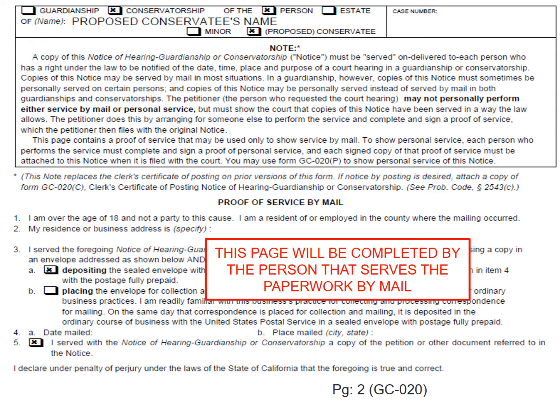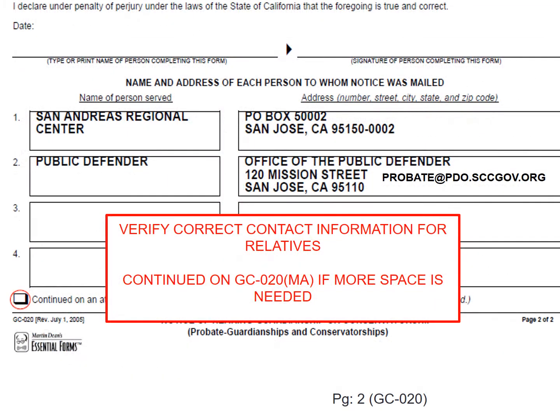Page 2 of Form GC-020 is the proof of service. Leave items 1 through 5 blank for now, as this will be filled out by your server later, after service is completed. For now, make sure the names and addresses of the following persons are listed at the bottom of page 2 of Form GC-020 and carried over onto the next page if there is not enough room.